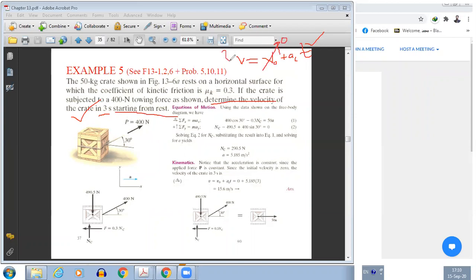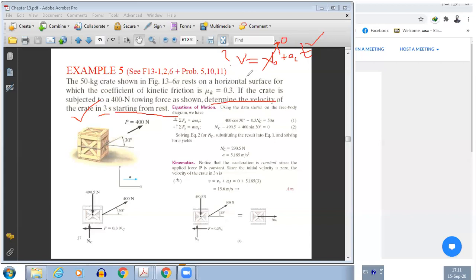Final velocity you need to find out. If you have the acceleration, you can find out what is the final velocity. So how do we find the acceleration? For finding the acceleration, we have to do the force balance.